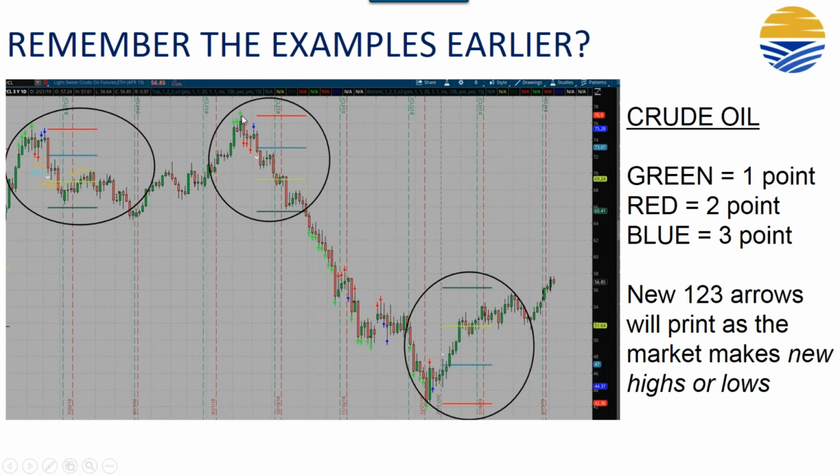The green arrow is your number 1. The red arrow is your number 2. The blue arrow is your number 3. 1, 2, 3.